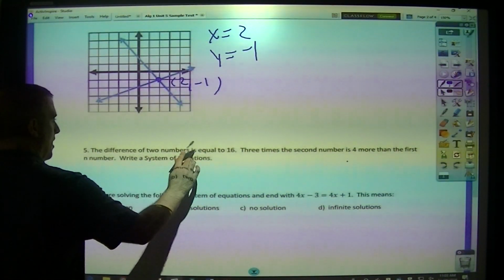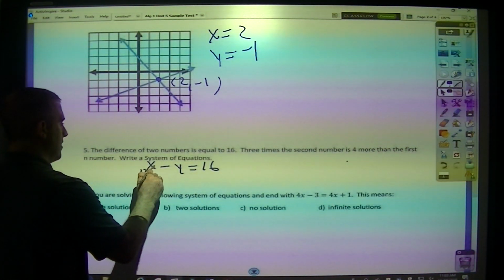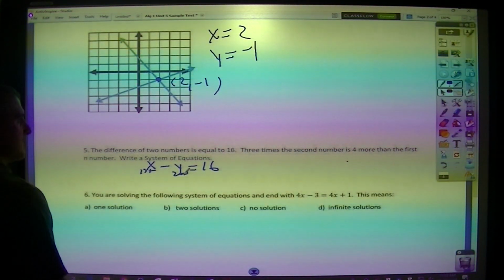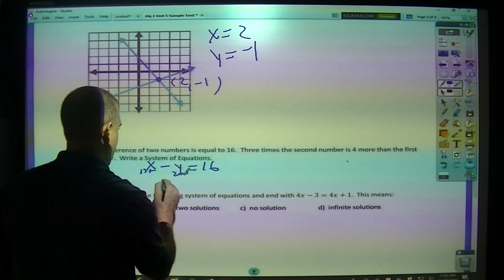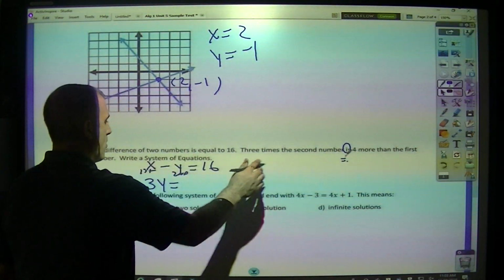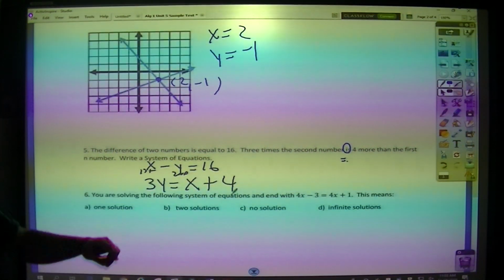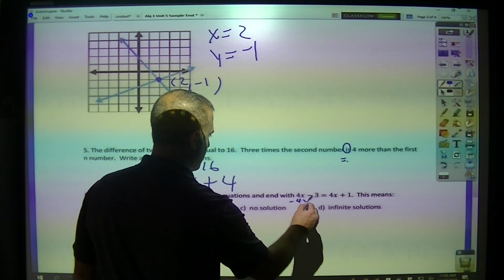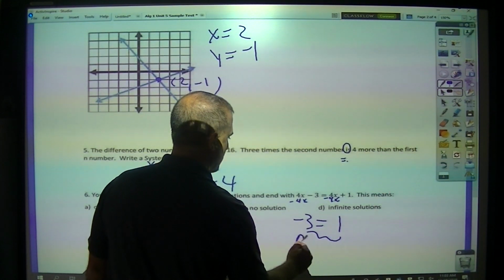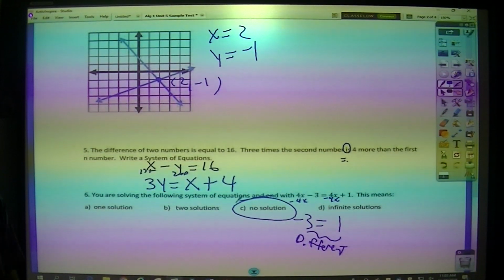Moving on to these problems. The difference of two numbers is equal to 16. So two numbers: first number, second number. 3 times the second number is 4 more than the first. So x plus 4. Remember, more than, we switch it. If I wanted to solve, I would subtract 4x from each side, and I'd be left with this. If you remember, we talked about these when they're different. That answer will be no solution.